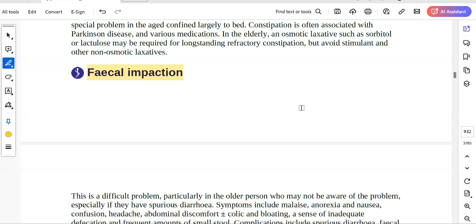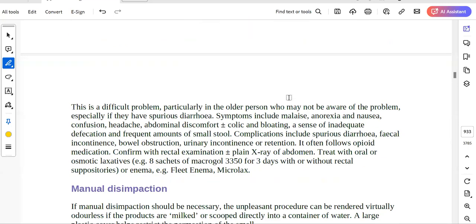Fecal impaction. Now, that is one of the important topics for the exam. Patients who are elderly, sometimes they can develop this fecal impaction. What happens in this case is long-term constipation, the patient not opening their bowel for, let's say, 5-6 days, and then the hard stool will be there in the rectal area. On the top of the hard stool, there will be soft stool.